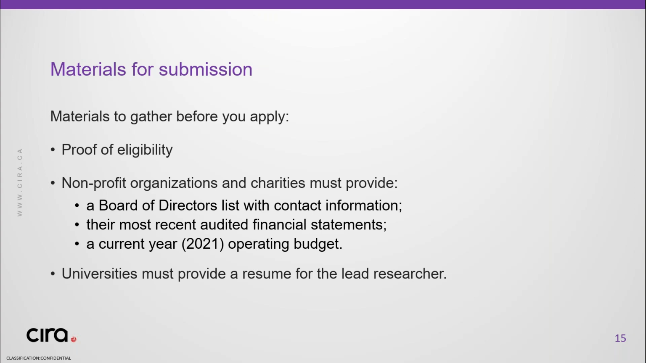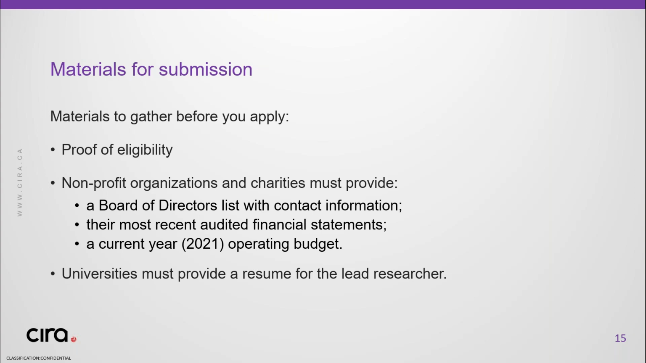We also look for a current year 2021 operating budget. So please ensure that the operating budget that you submit clearly indicates the year. We often receive documents that don't have any dates on them. So an operating budget shows your planned revenue and expenses for your organization's activities in the current year, your whole initiative, like the whole organization, not just the specific project to CIRA. The operating budget would need to cover the period until December 2021 at a minimum. And for any projects above 100,000, a 2-year forecasted budget is required. Universities are not required to provide their organizational budgets. However, they must provide a resume for the lead researcher. So that's a lot of documents.